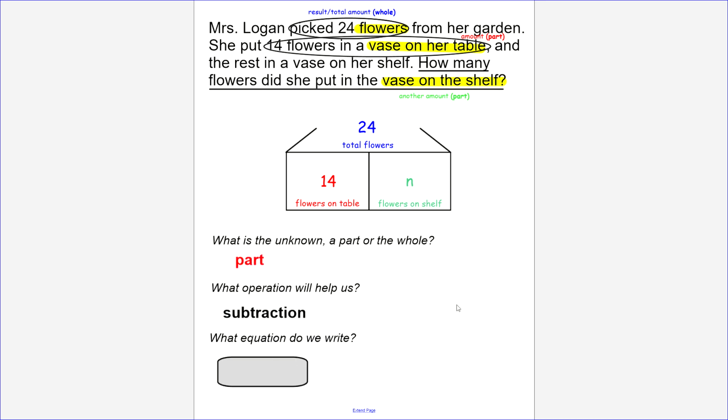To solve this problem, we would write the equation 24 minus 14 equals n. On your piece of scratch paper, go ahead and actually solve 24 minus 14 by subtracting vertically. So you can tell me what n equals. In this problem, 24 minus 14 equals n. N equals 10. So you now know that Mrs. Logan put 10 flowers in the vase on the shelf.